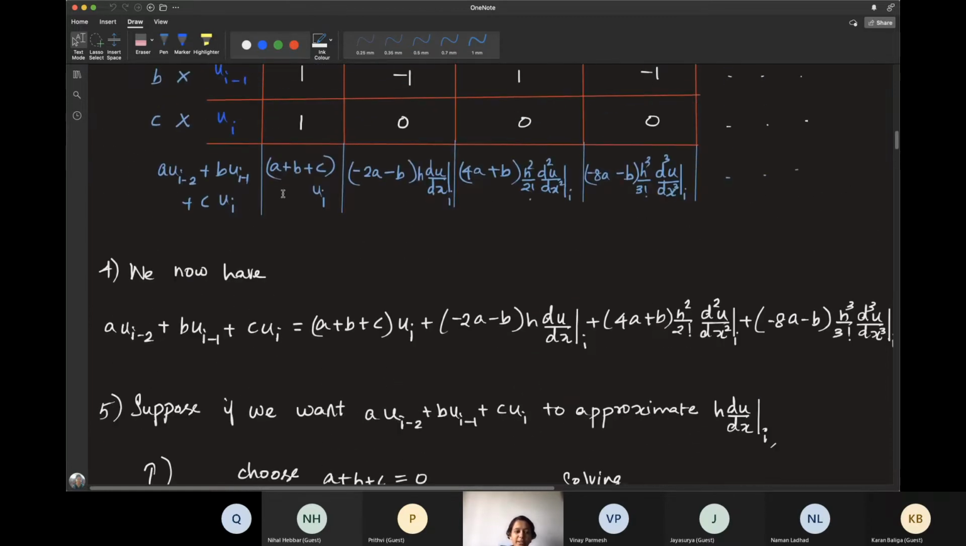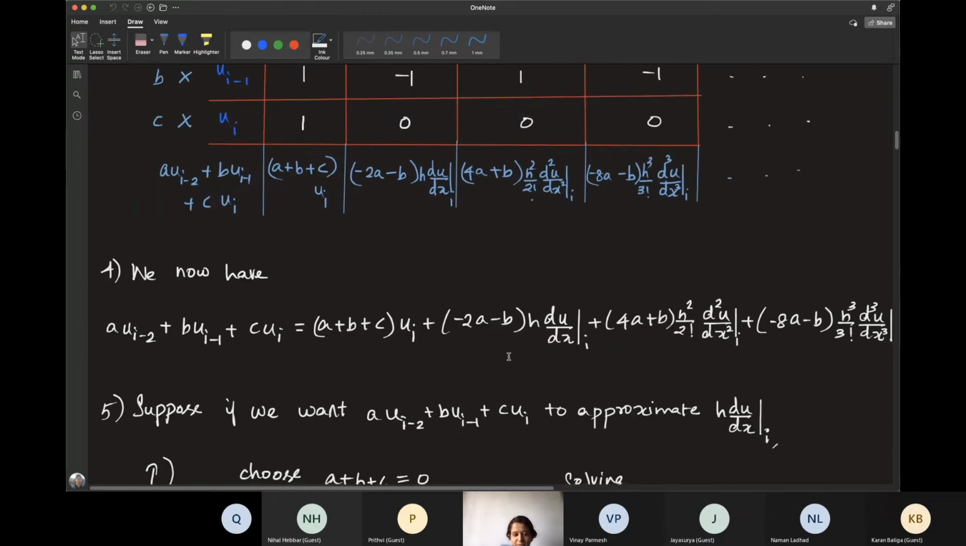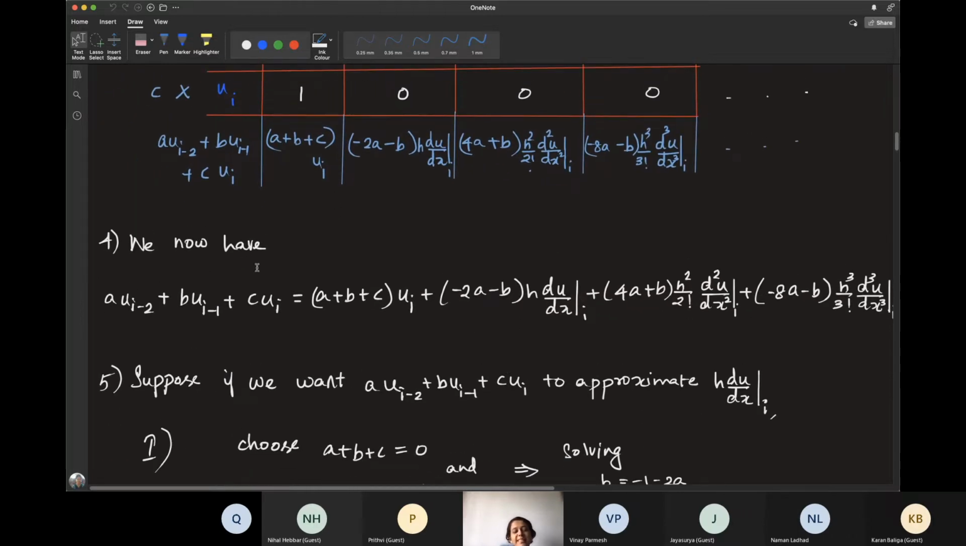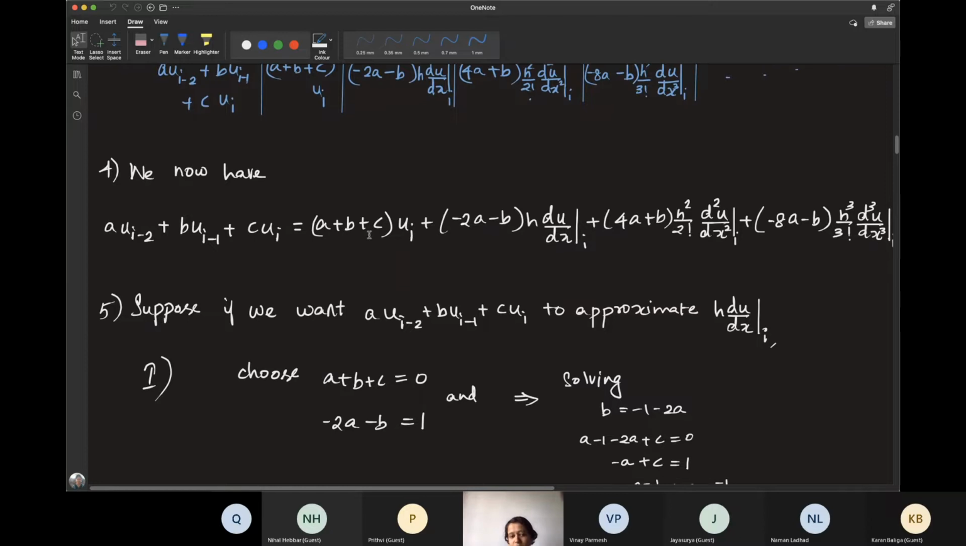So we have written an expansion for each of these terms, and we have obtained some expression of this kind. So now this is a scheme. Suppose we want this term to approximate h du by dx. What do we need? In that case, we need a plus b plus c to be equal to 0 and minus 2a minus b to be equal to 1. So these are the requirements. Suppose we want this expression to approximate our differential operator du by dx, then we need these conditions.